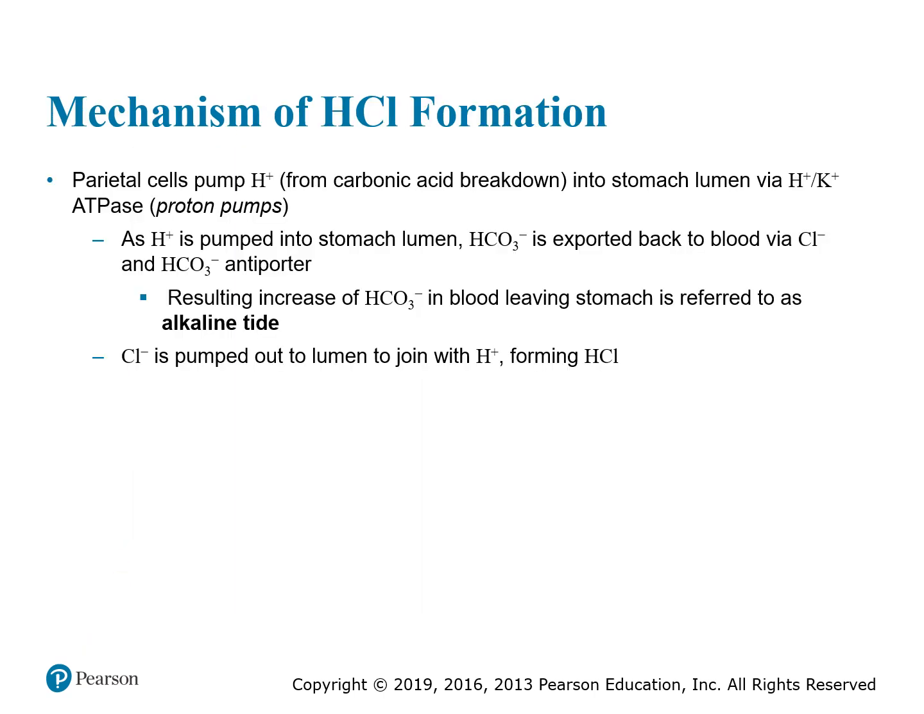Let's see how hydrochloric acid is made by the stomach. We know that parietal cells make the hydrochloric acid. Parietal cells absorb the hydrogen ions from the blood and they secrete bicarbonate in exchange for the hydrogen ion. And this results in increased bicarbonate in the blood leaving the stomach. This is known as alkaline tide.